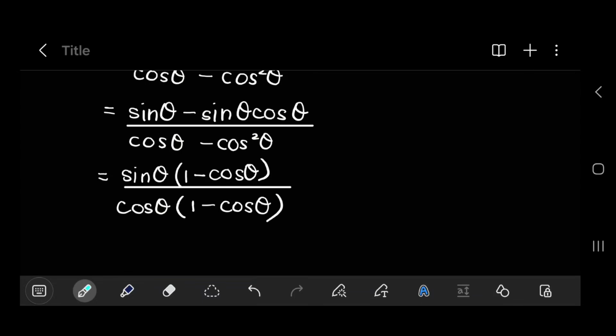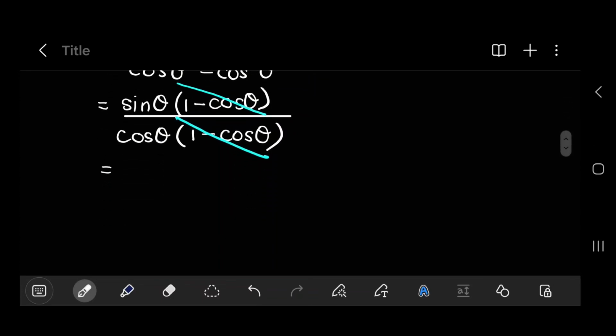What you now notice is that the bracket in the numerator and denominator is the same, so they can cancel out with each other. Based on what we're left with, which is just sine theta over cos theta, we know that is equal to tan theta, and that is equal to the right-hand side.